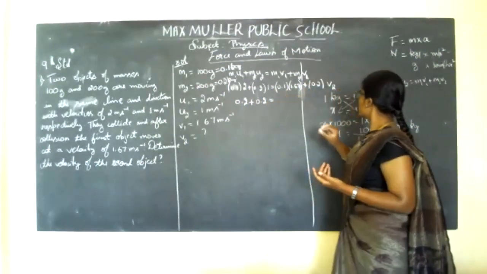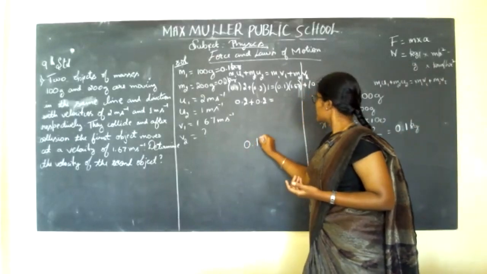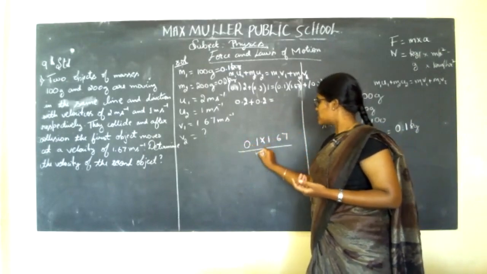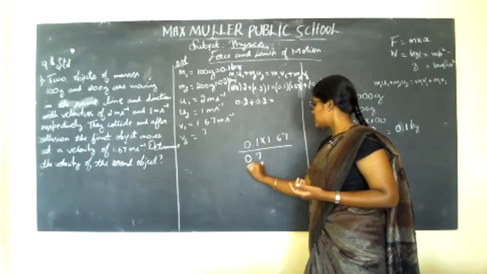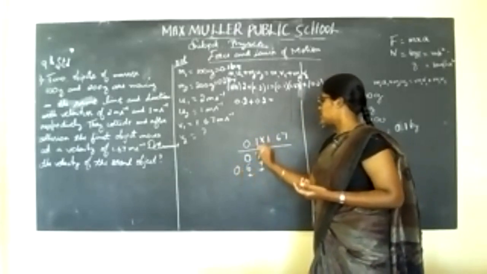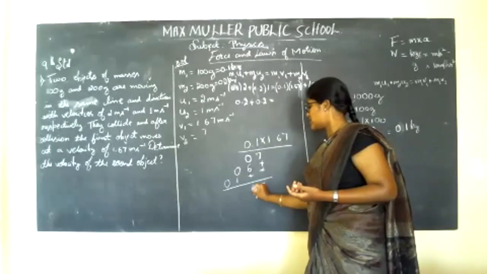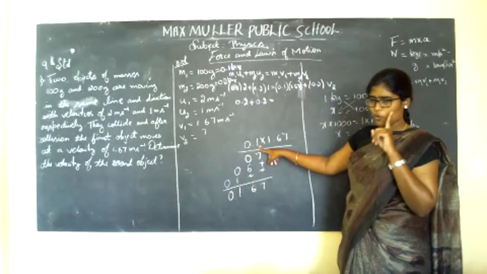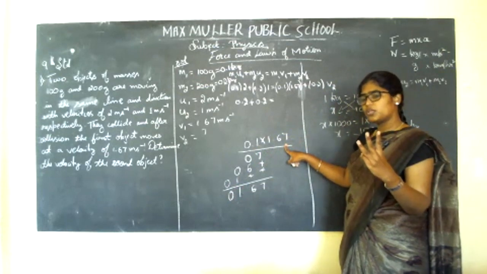Then let me calculate this. I'll write here itself. 0.1 into 1.67. 7 ones are 7. 7 zeros are 0. Plus 6 ones are 6. 6 zeros are 0. Plus 1 ones are 1. 1 zeros are 0. So how much do you get? 7, 6, 1, 0. See children here, after the decimal point you have 1 number. After the decimal point you have 2 numbers. So 1 plus 2 will be 3 numbers.